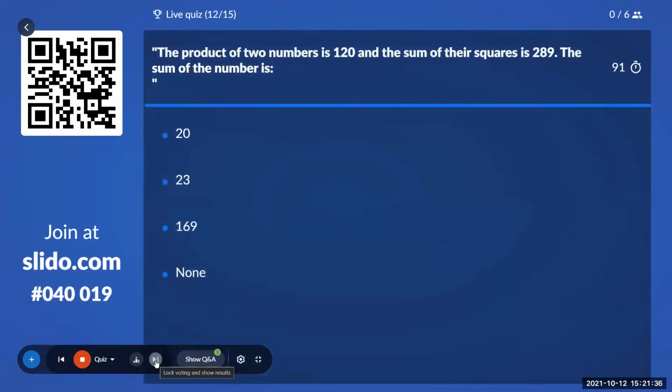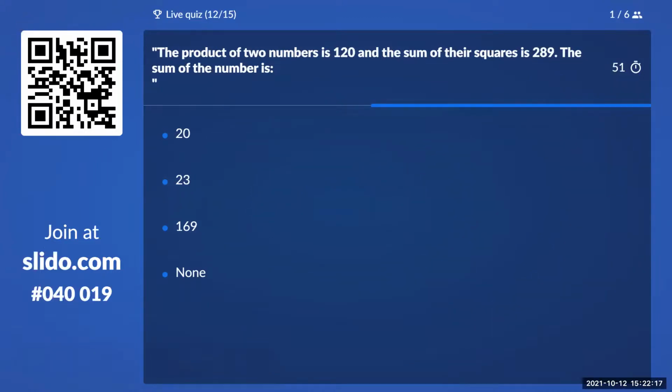Nice. Moving on. The product of two numbers is 120 and the sum of their squares is 289. So what is the sum of these numbers? Sum of the numbers, obviously. Okay, one of you has answered. And just assume the two numbers as variables and solve the equation. This is simple.